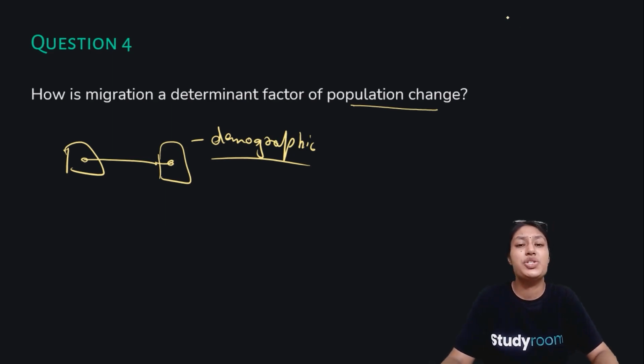It also leads to changes in various things. It changes the composition, the sex ratio, the age structure, right? So all the demographic changes and all the characteristics change when there is migration, in both cases, whether it's arrival or departure. Okay.